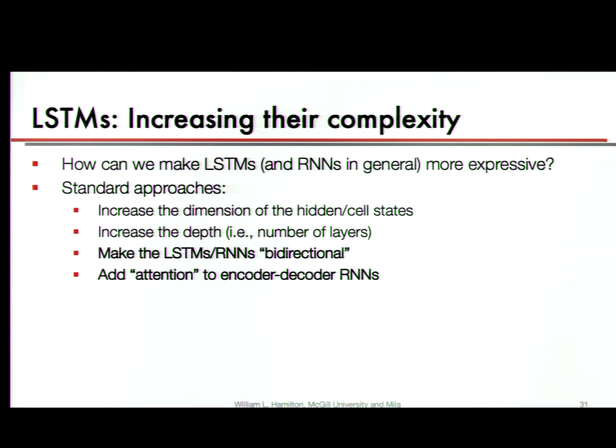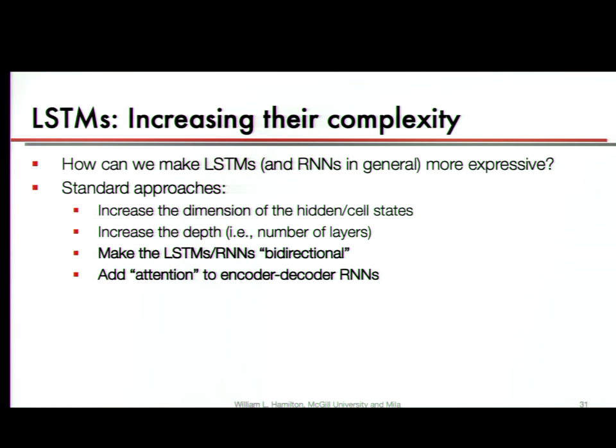So what are a few things we can do? Two simple things we can do if we want LSTMs that are more powerful: we just increase their size. We increase either the size of the cell state, the size of the hidden state, or we add more stacks of LSTMs, so we make deep LSTMs. It's a relatively straightforward thing to do, but if you want a really powerful model and you have tons of data, it's a natural thing to do.